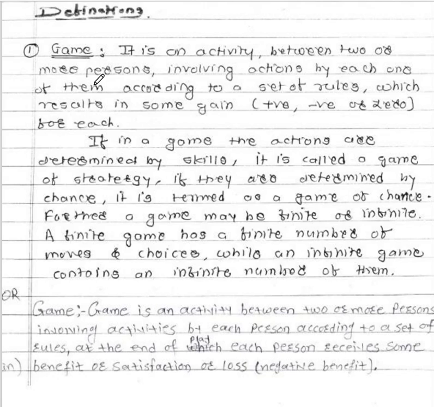The first definition is game. A game is defined as an activity between two or more persons involving actions by each one of them according to a set of rules, which results in some gain. Gain may be positive, negative or zero for each. So a game is an activity between two or more persons which has some rules. Under that rule they will do the activity.